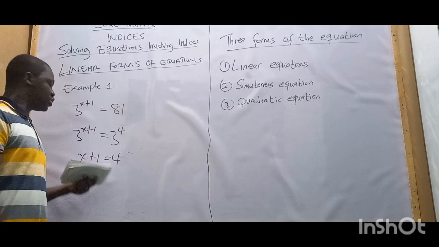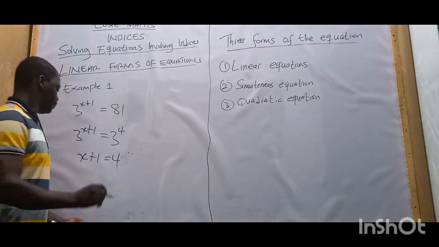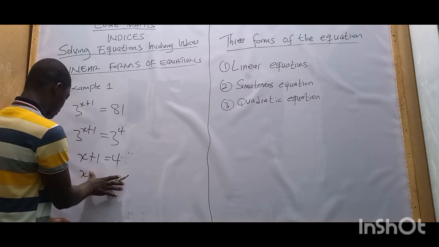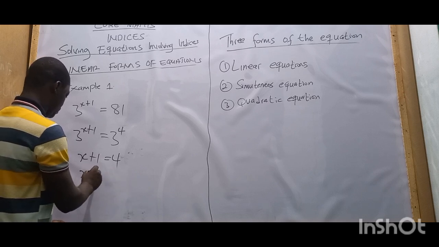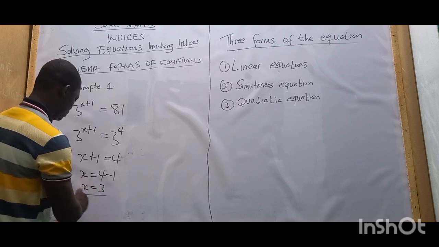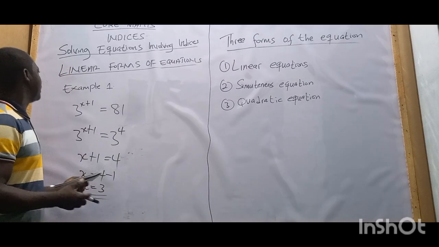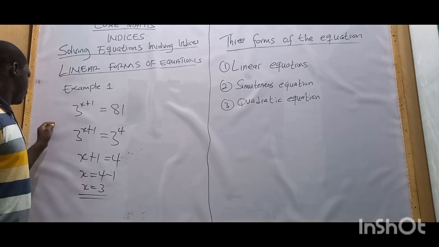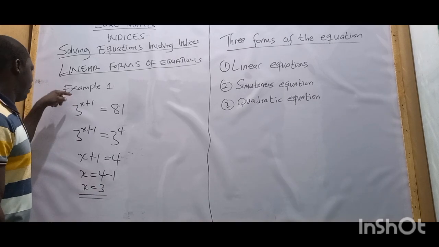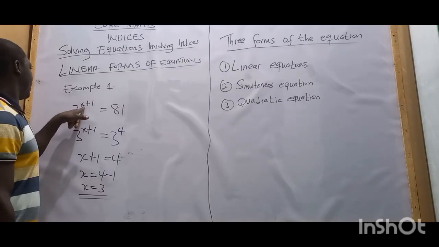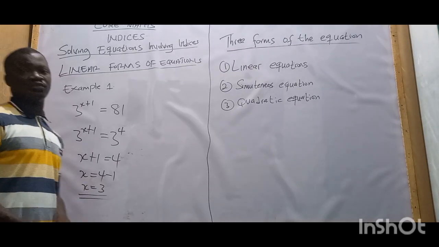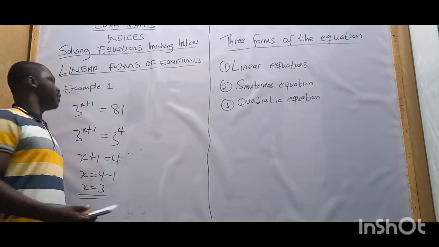Then I'll proceed to solve the linear equation. So I'm done with solving example 1. Right, so my final x will be what? 3. So if I bring 3 here, 3 plus 1, which is 4, which is the same as 4 over here. So it means my answer is what? Right. Okay, so this is example 1.